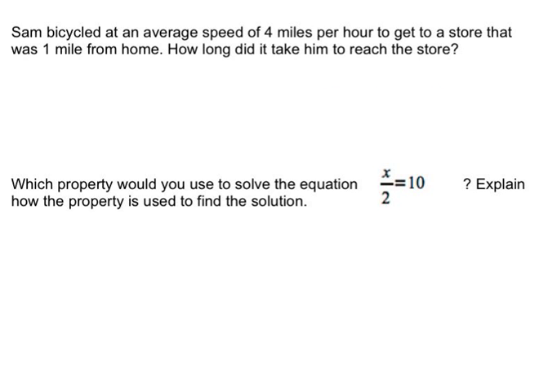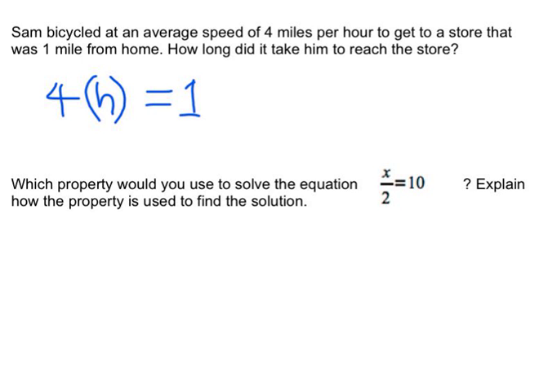So what we have is a couple of word problems. Sam bicycled at an average speed of 4 miles per hour to get to a store that was 1 mile from home. How long did it take him to reach the store? Okay, so he's going 4 miles per hour. So 4 miles per h, let's say h for hours, is equal to 1, because he's going 4 miles for every 1 hour. So 4 miles per hour, 4 times h is equal to 1.